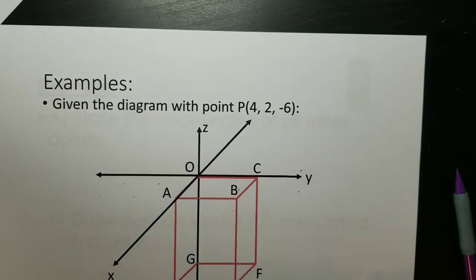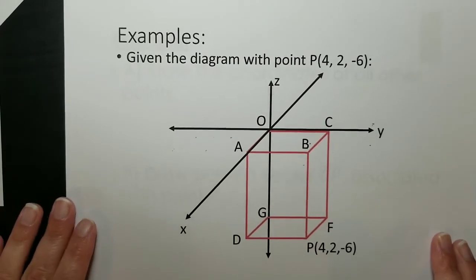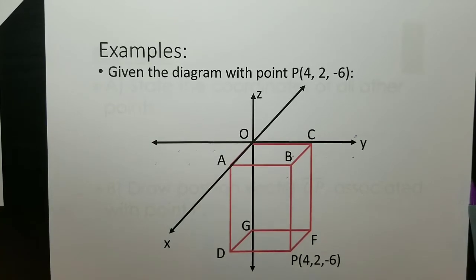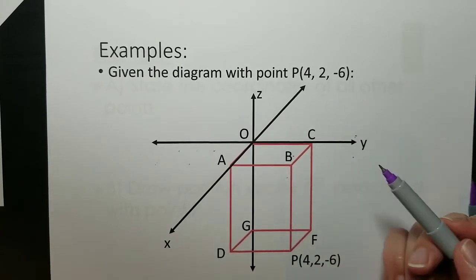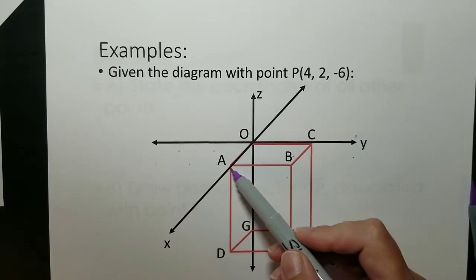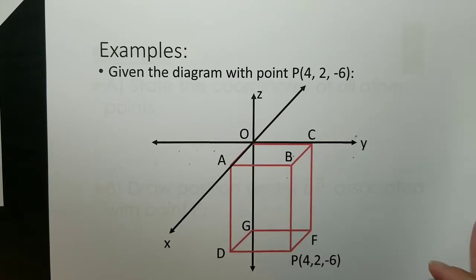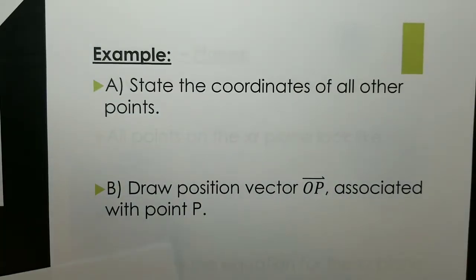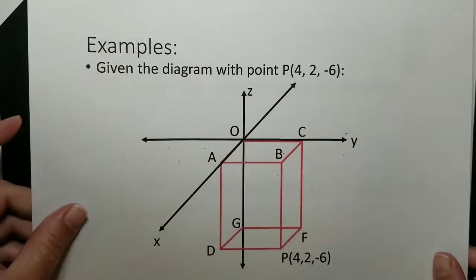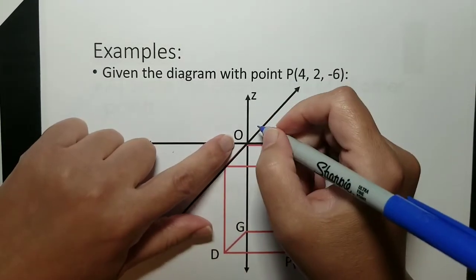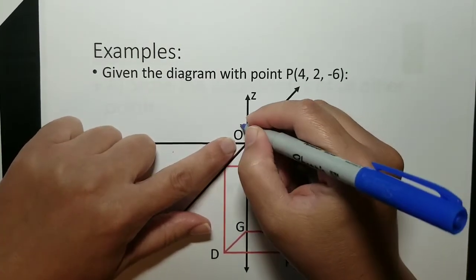So moving along from drawing, here's one where it's drawn for you, which is probably a bit of a relief. So we've got this point, and this is really not to scale. We've gone 4 in the X direction, 2 in the Y direction, and -6 in the Z direction. So the first thing is, can you state the coordinates of all of the other points? So we're going to do this on here. Can you give me the coordinates of all of the other points? And I'll start off with O, or the origin.